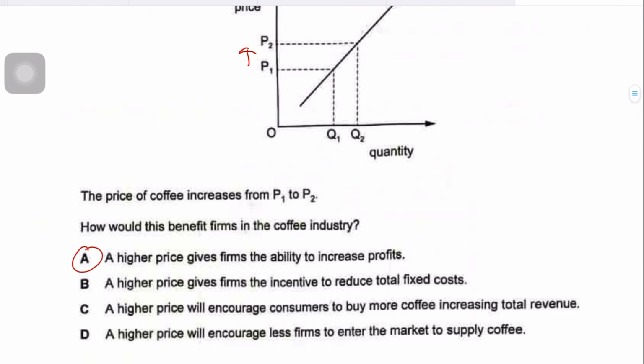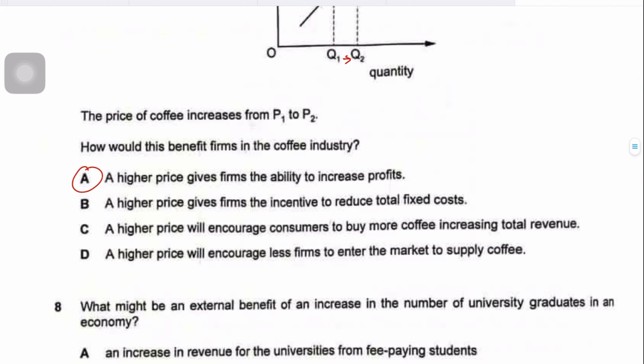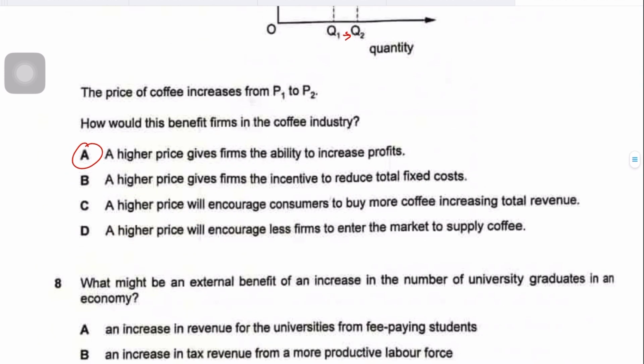So yes, this should be the correct answer, because obviously if the price goes up and the quantity supplied in return is going up, definitely this is giving an incentive for firms to increase profits. And that is the reason why they increase the quantity supplied in response to an increase in price, right? So question 7 should be A. All the other answer options are incorrect.